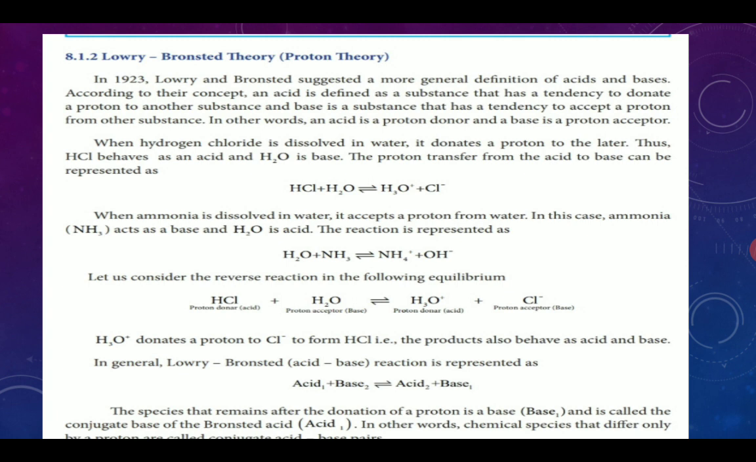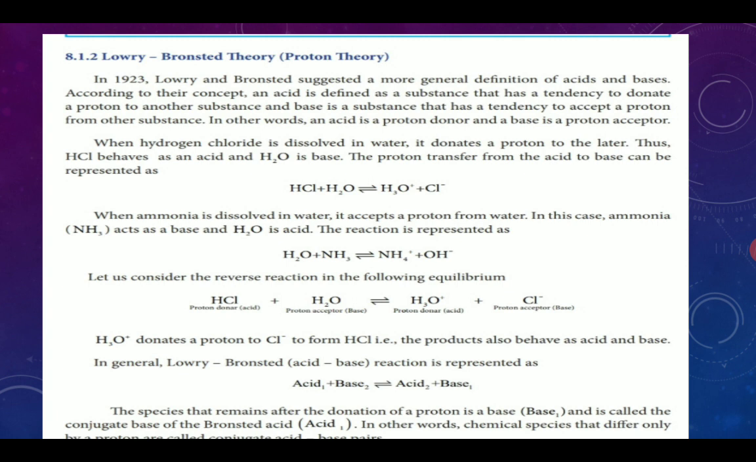And what is a base? Base is a substance that has a tendency to accept a proton, that is, receives a proton from other substances. So these two things are known as acids and bases. Please underline this. This is the definition for acid and bases according to Lowry-Bronsted. So acid is a proton donor and base is a proton acceptor.